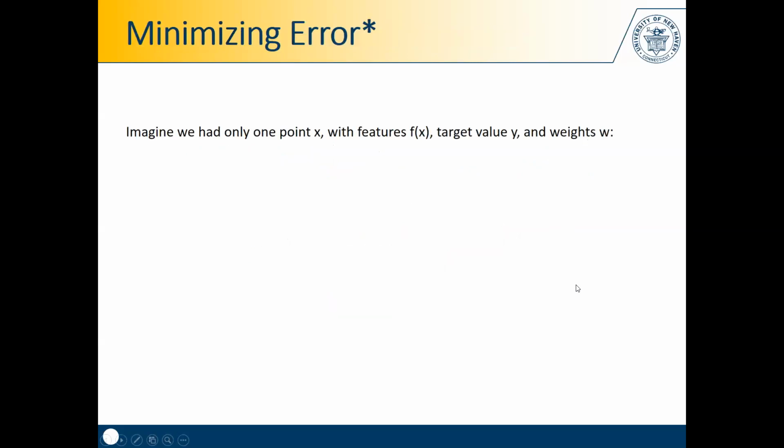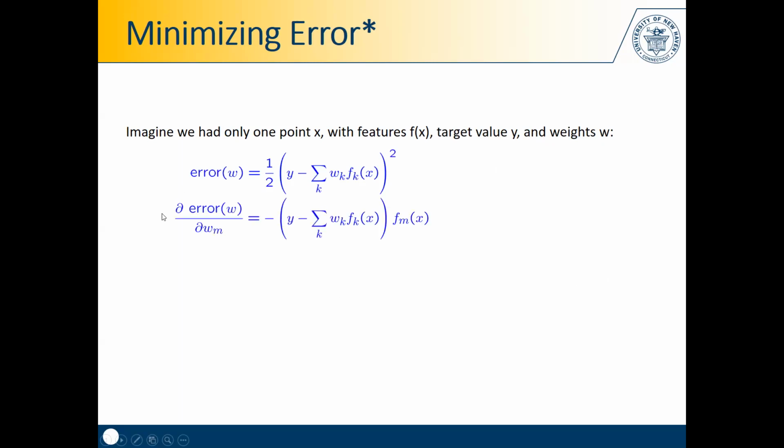How can we minimize the error? Imagine we had only one point x with features f of x, the actual target value y, and weights w. The error, as we saw in the previous slide, can be calculated using this equation here. Now, the rate of error, or the gradient of the error over each of the weights, is given by this formula here. How does this help? It tells us how much we should correct each weight based on the amount of impact it has on the error.